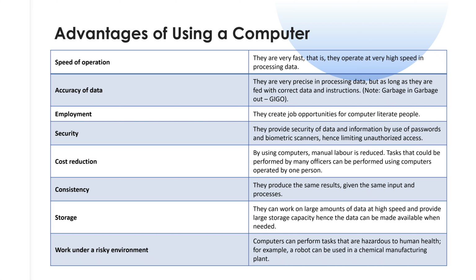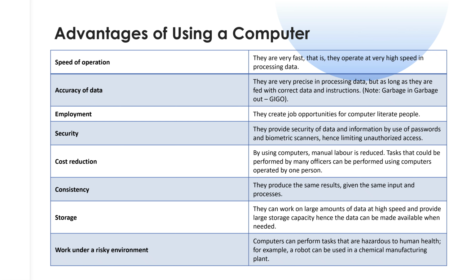Fifth, we have cost reduction. By automating tasks, computers reduce the need for manual labor. Work that once required many clerks can now be handled by one person, for example a single cashier managing an entire supermarket stock digitally. Sixth, we have consistency. Give a computer the same input and the same process, and it will always produce the same results. There is no fatigue, no mood, no shortcuts. Every single time it will produce the same result, which a human cannot.